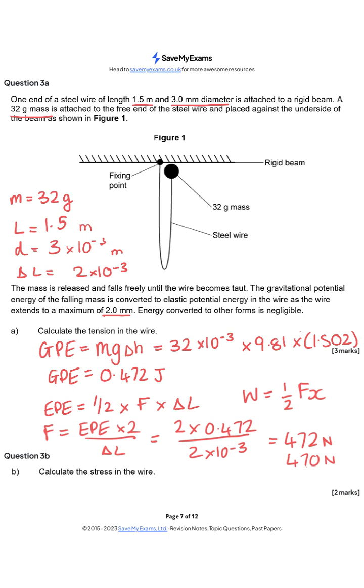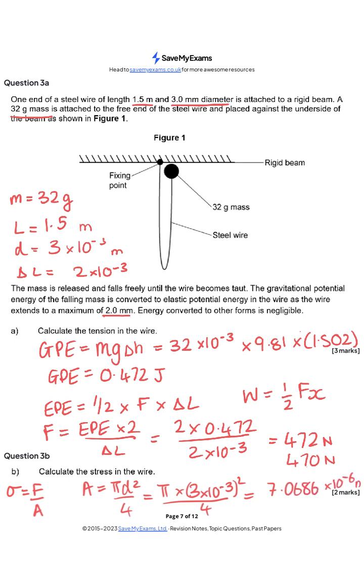3b is then calculating the stress. So our equation for stress is force divided by area. We've already got the force, so that's easy. Our area, we're going to do pi d squared divided by 4. So what we need to type into our calculator is pi times (3 times 10 to the negative 3, all of that squared), divided by 4. So we'd calculate our area as 7.0686 times 10 to the negative 6 meters squared.